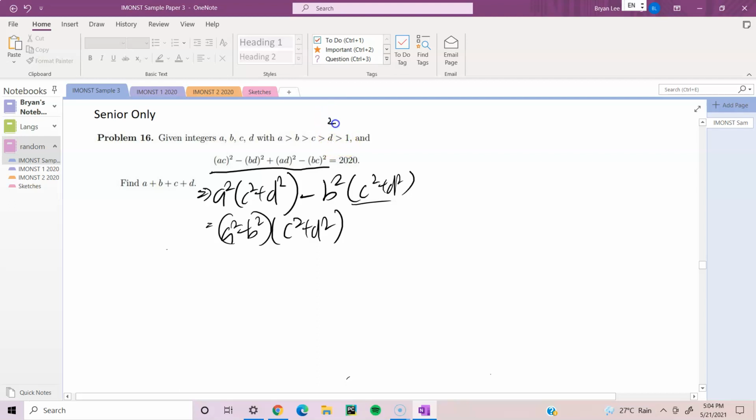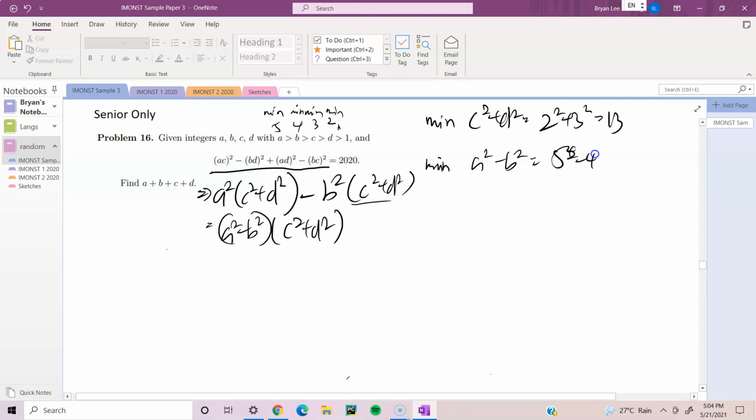Now, since we have d larger than 1, so d minimum is 2, then c minimum is 3, b minimum is 4, and then a minimum is 5. Right. So the minimum for c squared plus d squared would be 2 squared plus 3 squared, which is 13. Then the minimum for a squared minus b squared would be 5 squared minus 4 squared, which is 9.